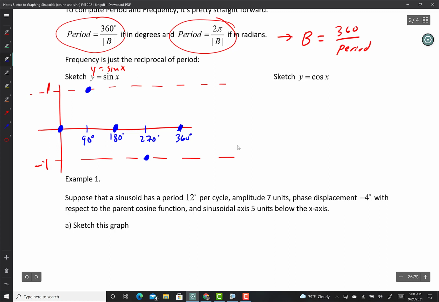Where you have your maxes, try to put a bowl, an upside down bowl, where the max is like this. See? And where you have your mins, a bowl. Try to make the points of inflection at the midline, or the x-axis, in this one. So it doesn't have to be perfect, but it looks pretty good though.